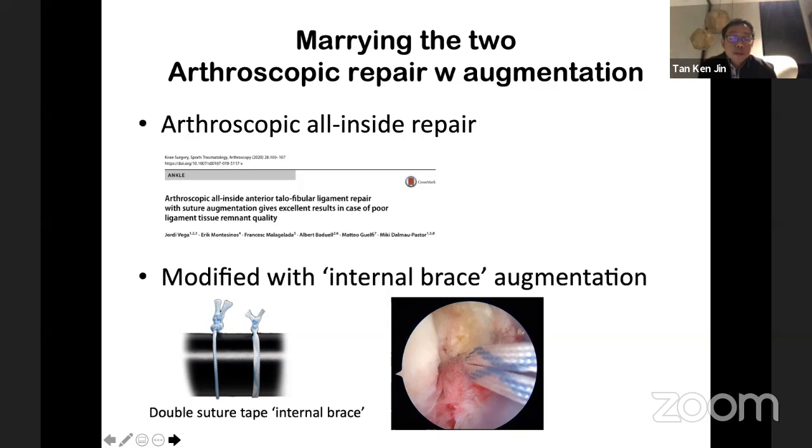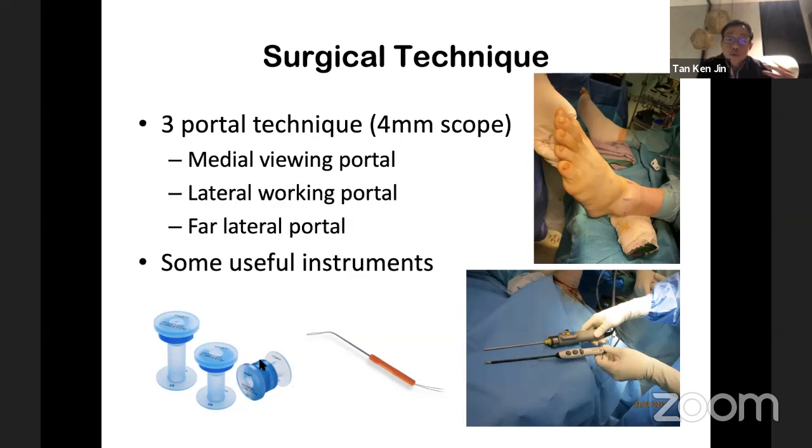What we did was base the repair slightly differently from the arthrobrostrum. We based it on a technique described by Dr. Vega, an arthroscopic all-inside repair of the ATFL, but we modified that to some extent to allow suture tape augmentation. Instead of using sutures, we use a suture tape, and two of these suture tapes function as the internal brace. That allows you to do the repair arthroscopically, but also add an augmentation.